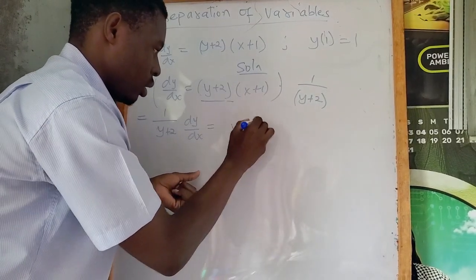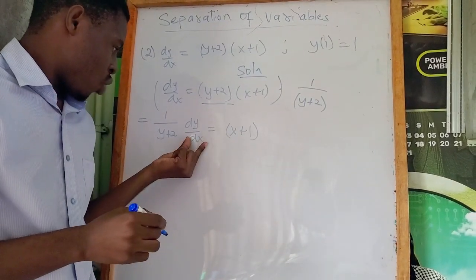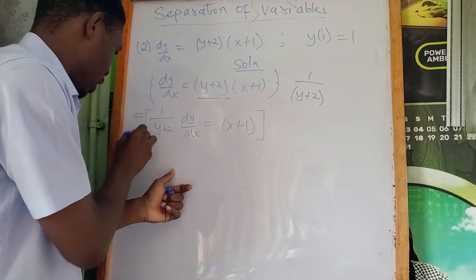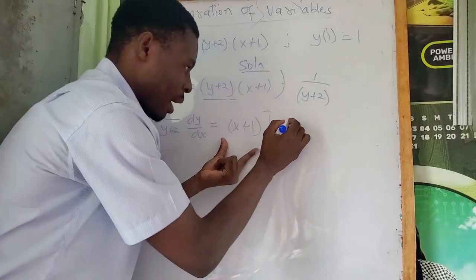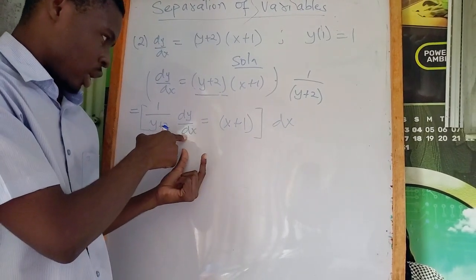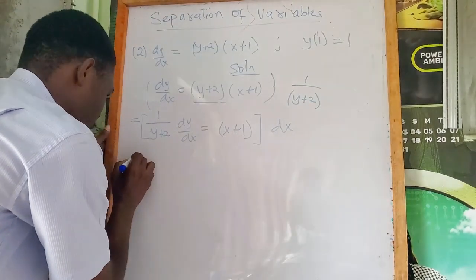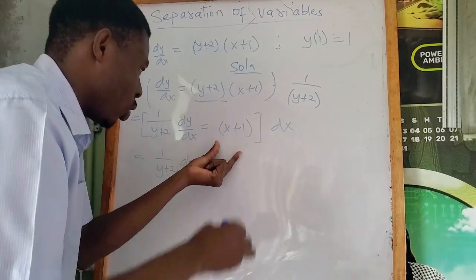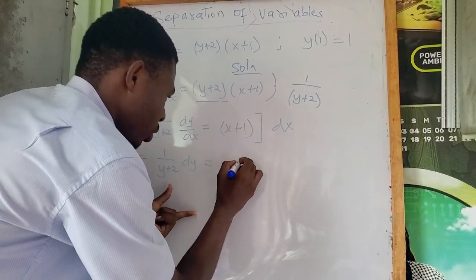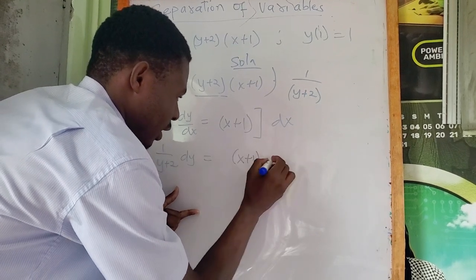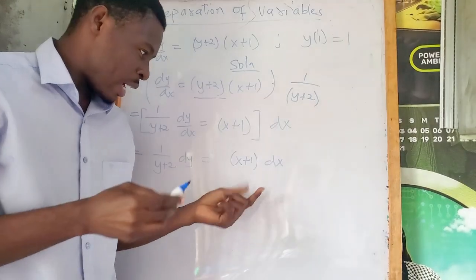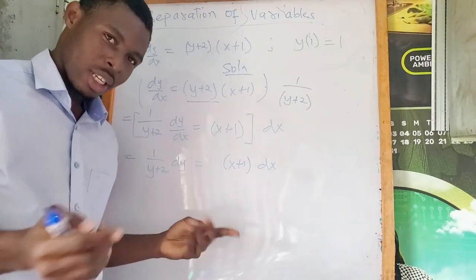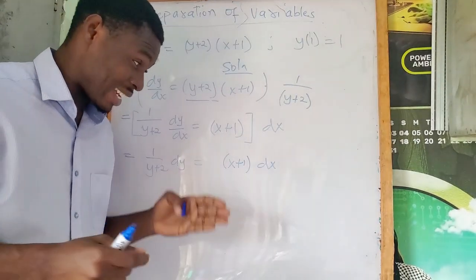Now we want the x on this side. What must we do? If I multiply both sides by dx, it will cancel here and appear here. So this will be 1 all over (y + 2) dy is equal to (x + 1) dx. All right, we have x's on one side, we have y's on one side. What's the next step? Integrate both sides.